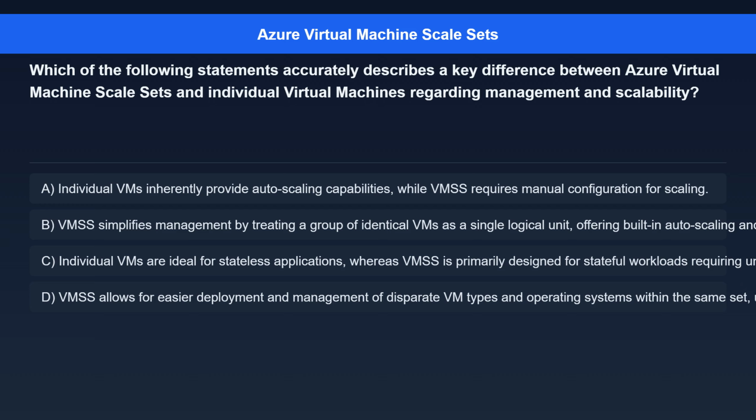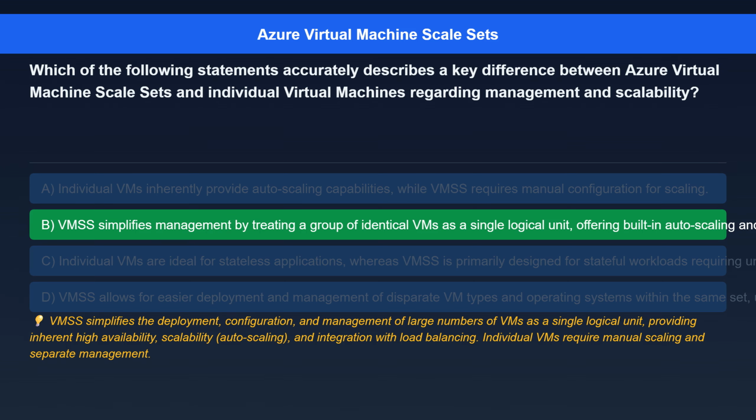Option B, VMSS simplifies management by treating a group of identical VMs as a single logical unit, offering built-in auto-scaling and load balancing. Option C, individual VMs are ideal for stateless applications, whereas VMSS is primarily designed for stateful workloads requiring unique configurations. Option D, VMSS allows for easier deployment and management of disparate VM types and operating systems within the same set, unlike individual VMs.